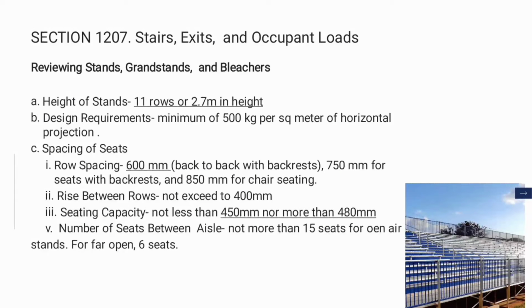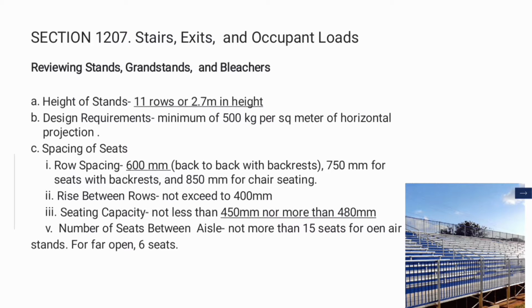Next is the reviewing stands, grandstands, and bleachers. So for the height of the stands, it should be made of combustible framing and only limited to 11 rows or 2.70 meters in height. And for its design requirements, the minimum unit live load for reviewing stands, grandstands, and bleachers shall be 50 kilograms per square meter of horizontal projection for the structure as a whole.